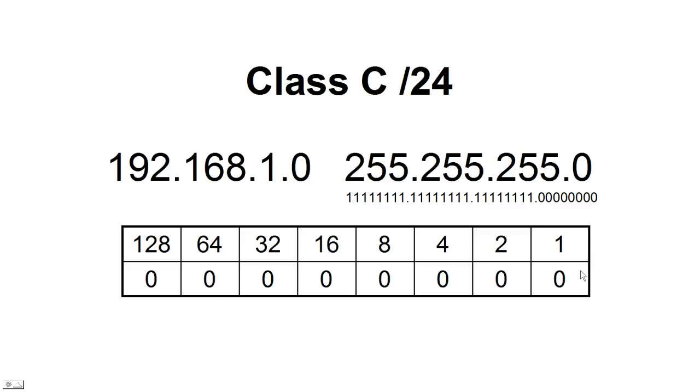So down here at the bottom, I just have a typical 8 bits from 128 to 1, showing that the value of each of these bits doubles. That's a power of 2. So we go from 1, 2, 4, 8, 16, 32, 64, and 128. And if all of these were set high, we would get the 255.